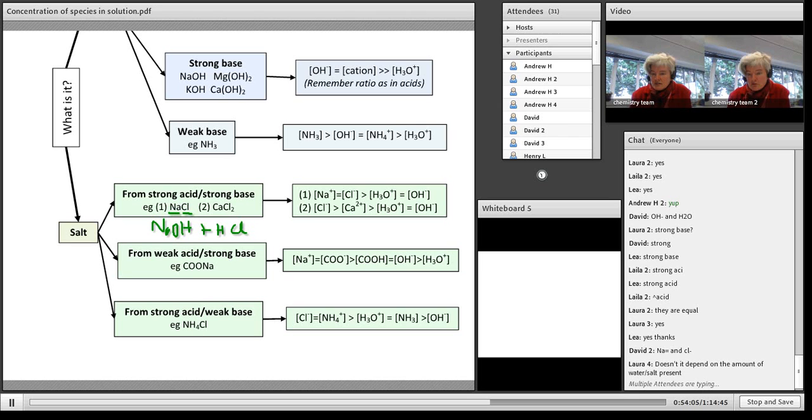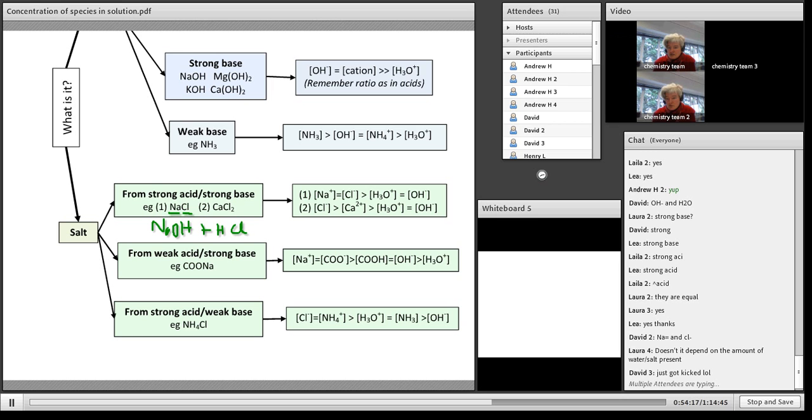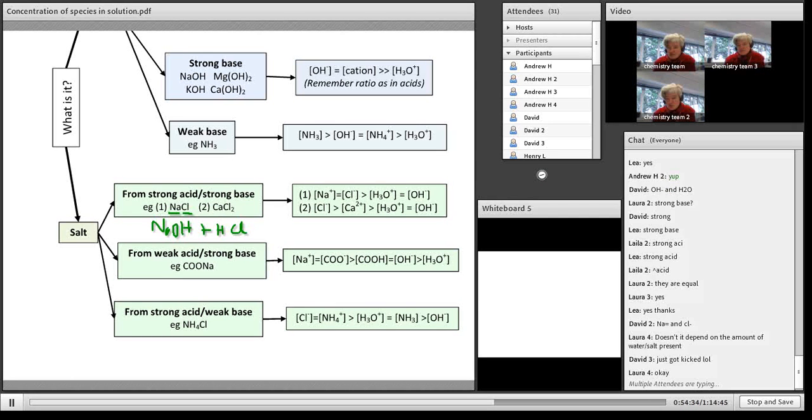Doesn't it depend on the amount of water and salt present? Correct, but bear in mind at a pH of 7, it means 10 to the minus 7 of hydronium ions and 10 to the minus 7 of hydroxide ions. So it's going to be such a weak sodium chloride solution, you'll barely be able to taste it, because it'll have to be 0.00000001 moles per liter. So you could pretty much say that the hydronium and hydroxide are in the least amount.